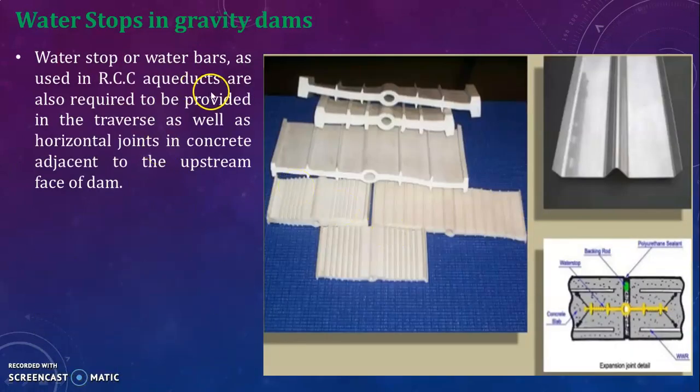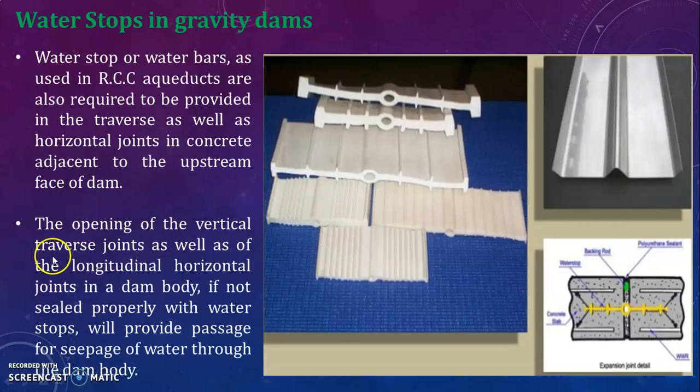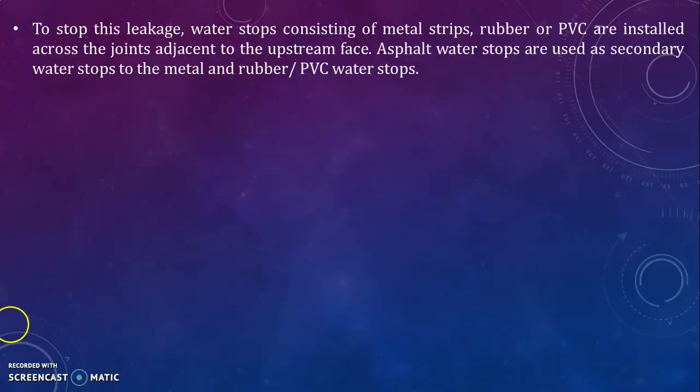Water stops or water bars, as used in RCC aqueducts, are also required to be provided in the transverse as well as horizontal joints in concrete adjacent to the upstream face of the dam. The opening of the vertical transverse joints, as well as of the longitudinal horizontal joints in a dam body, if not sealed properly with water stops, will provide a passage for seepage of water through the dam body.